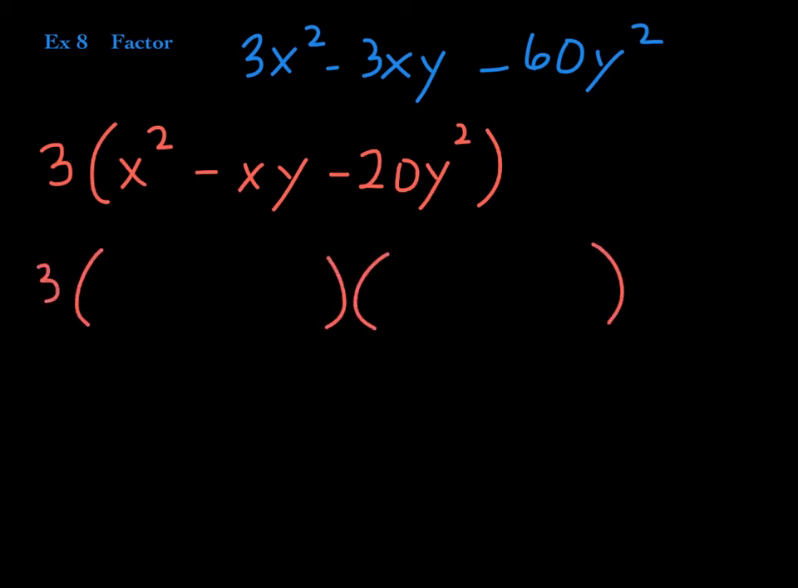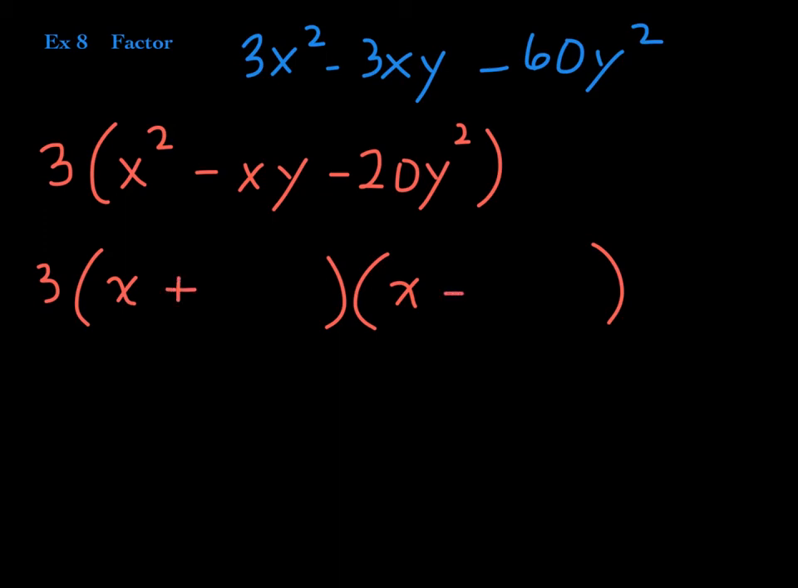Please notice that your leading coefficient now is positive 1. In order to get an x squared, the first two terms are going to have to be x and x, because x times x gives you x squared. Now, whatever you put here and here must multiply to give you a negative number. That tells me that the signs are different. One of them is plus and the other one is a negative. Because a positive times a negative will give me a negative product.